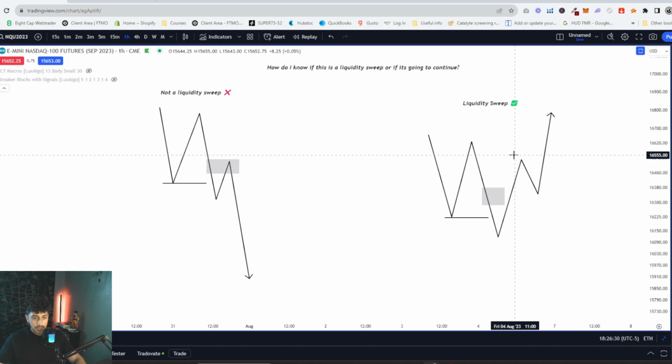So if price wants to push up and attack the opposing liquidity after a liquidity sweep, this is the first sign that you want to see, to know if it's actually a sweep of liquidity or not. So let's say we have another fair value gap up here. Let's say we have another bearish one right here.